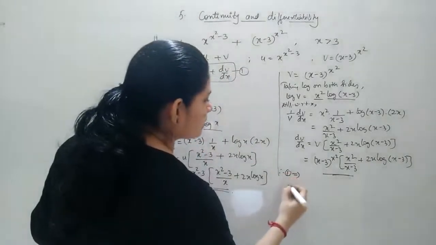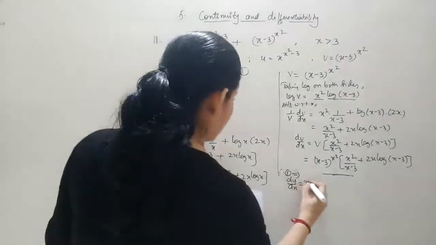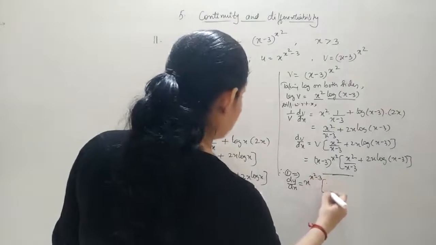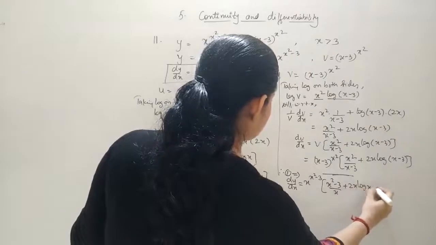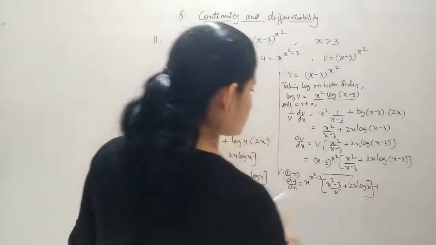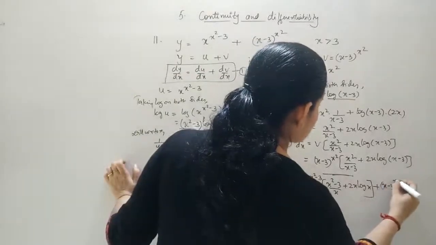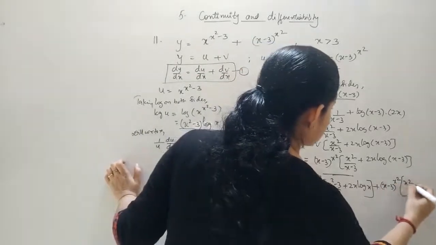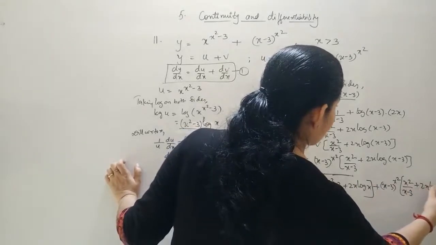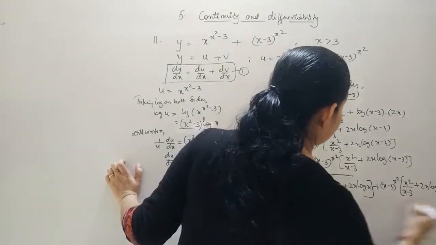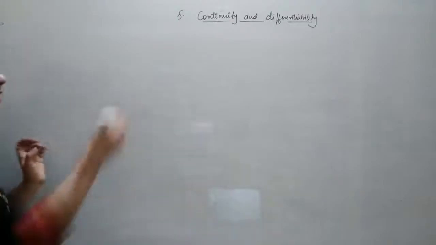Therefore equation 1 becomes dy by dx is equal to du by dx, which is x raised to x square minus 3 into x square minus 3 by x plus 2x log x, plus dv by dx, which is x minus 3 the whole raised to x square into x square by x minus 3 plus 2x log of x minus 3. This is your final answer. Next is 12th one.